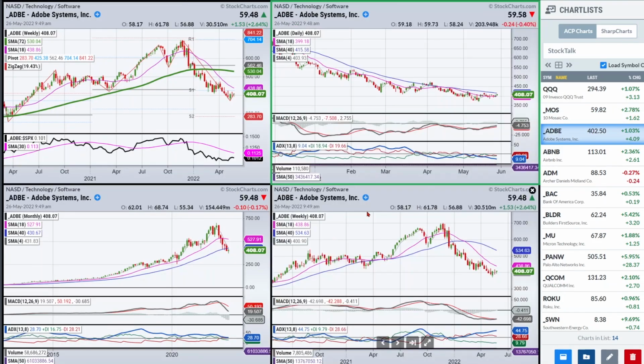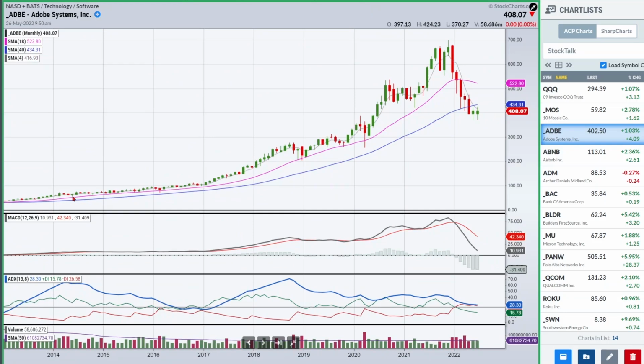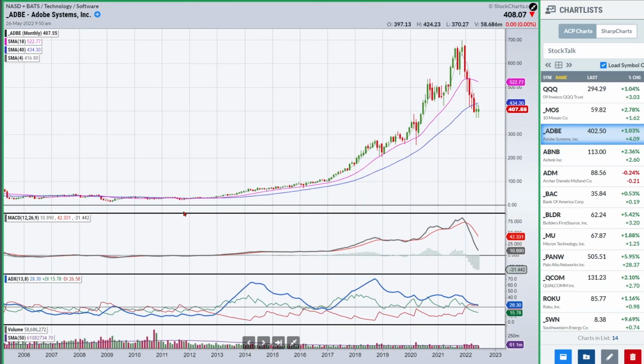Okay, let's look at Adobe. Adobe, and you almost need to look at this on a long-term chart. This is the first time we could go back since the bull market started, really for this stock, back in 2012. The 18-month has been rising all along. We've been respecting the 18-month, respecting it.